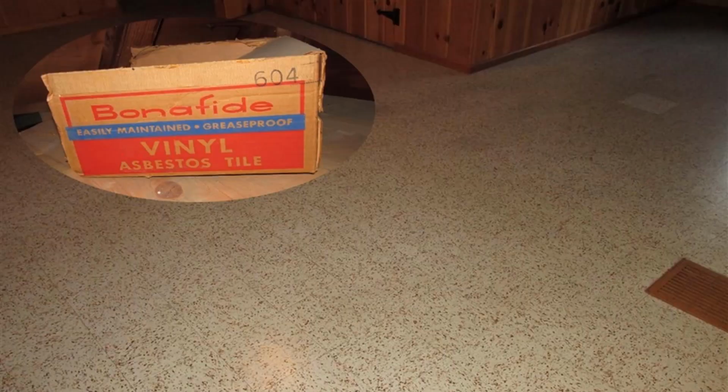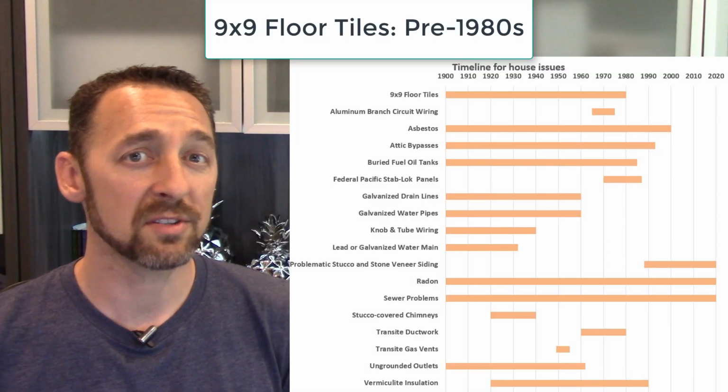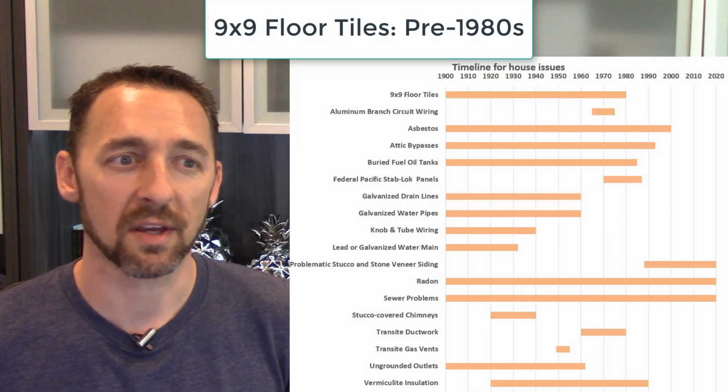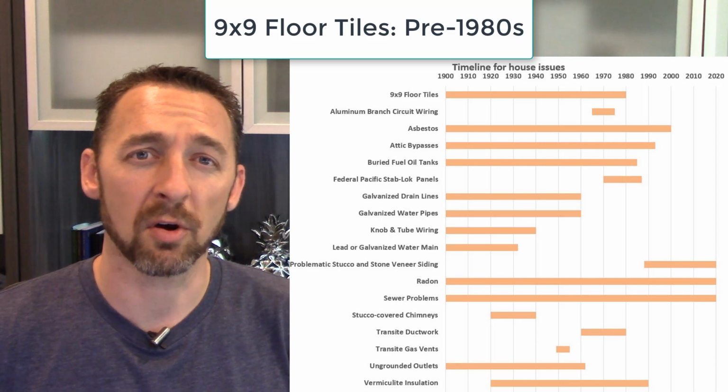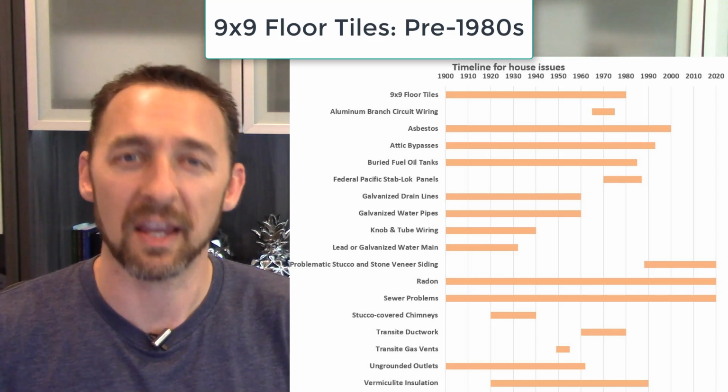We'll start with 9x9 floor tiles. Now, these are known to contain asbestos, and again, I'm not going to get into the why behind all of this, but you could expect to find those in homes built before the 1980s.